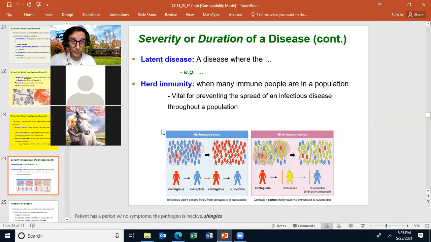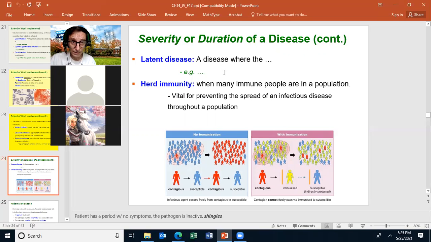So let's talk a little bit further about the severity or duration of a disease. A latent disease is where a patient has the disease, but then the disease goes into latency or hiding, and the patient has no signs or symptoms of the disease. Most diseases, when the disease is latent, the patient cannot spread the disease. In fact, the disease agent isn't actively replicating in the patient when it is latent.